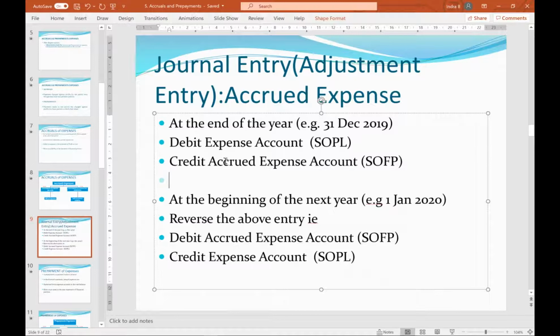One journal entry is done at the end of the year by saying debit expense, credit accrued expense account. It is a liability, so it goes into the statement of financial position, and the expense account goes to the statement of P&L account. And the next day itself, which will be the beginning of the next year, we will reverse this entry. This is a rule.